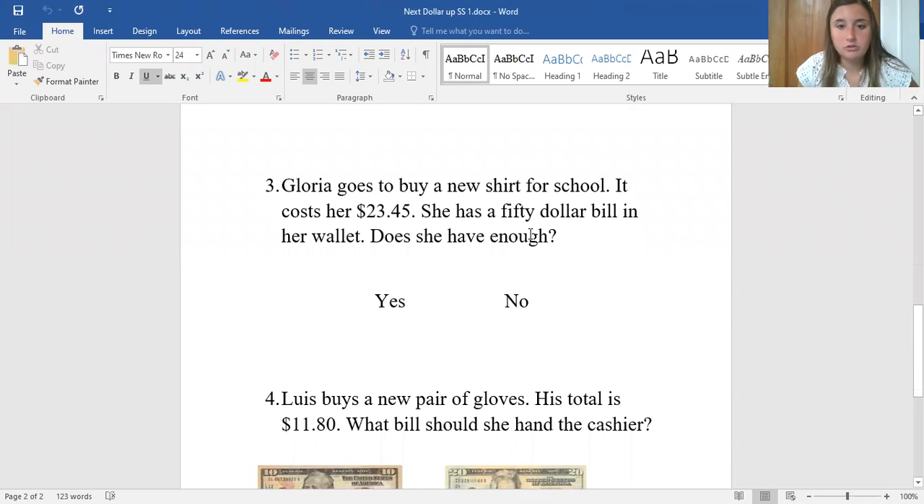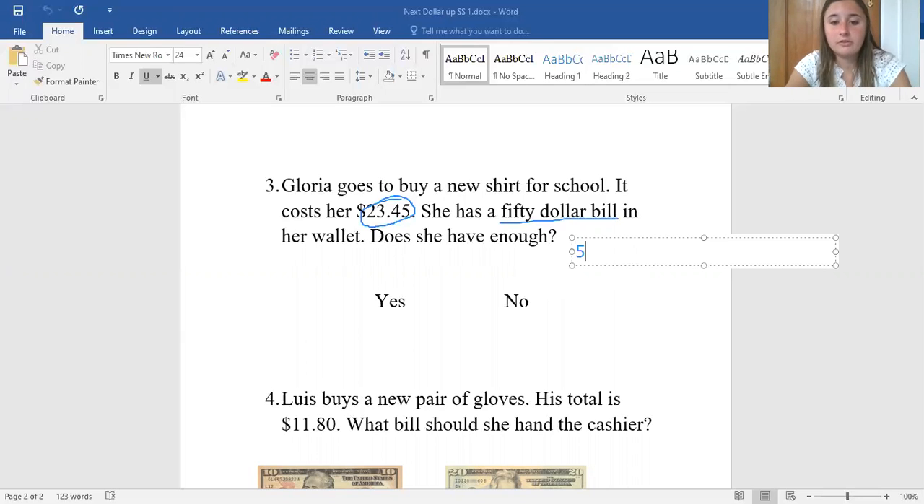Gloria goes to buy a new shirt for school. It costs her $23.45. She has a $50 bill in her wallet. Does she have enough? So this is another problem that I could use a number line to solve. However, you would need a really big number line because of the different numbers that it involves. So instead, I'm going to use subtraction to solve this problem.